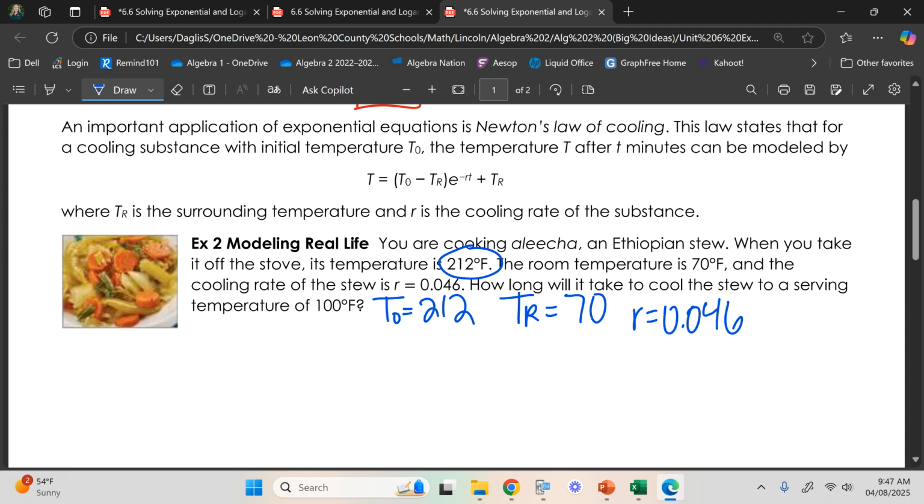What's that 100 going to be? Which variable is that one? We have the big T left. Yes, big T. So which variable are we trying to solve for? Little t. How long will it take? So we're trying to find little t. I don't have something to plug in for my e, though. Is e a variable? No, it is not. e is already a number, so we leave e alone.